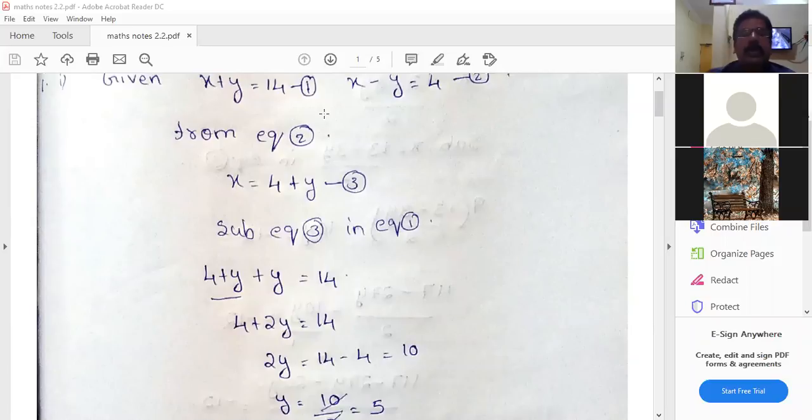Okay. Now the second equation is x minus y equal to 4.